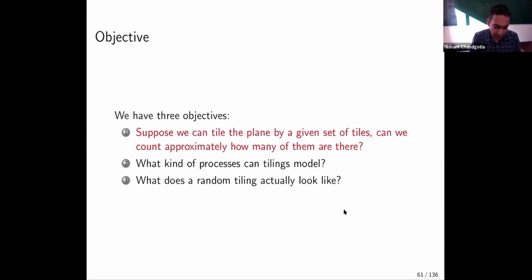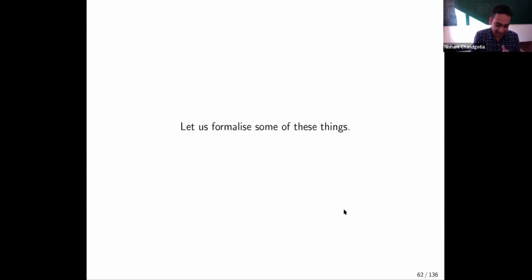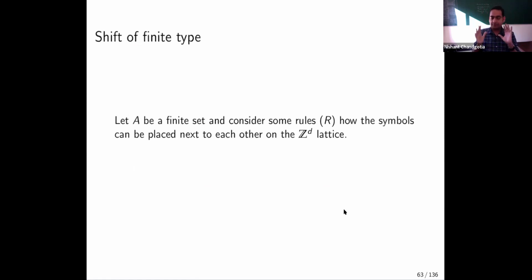So let's try to look at the first question. Suppose we can tile the plane with a given set of tiles. Can we approximately count how many of them are there? People who attended my class in the morning might get bored, but let's formalize this and talk about it. So what do we have? Okay, now forget about the tiles, forget about the colors. Let's look at it abstractly. What do we have? We have a finite set of symbols.